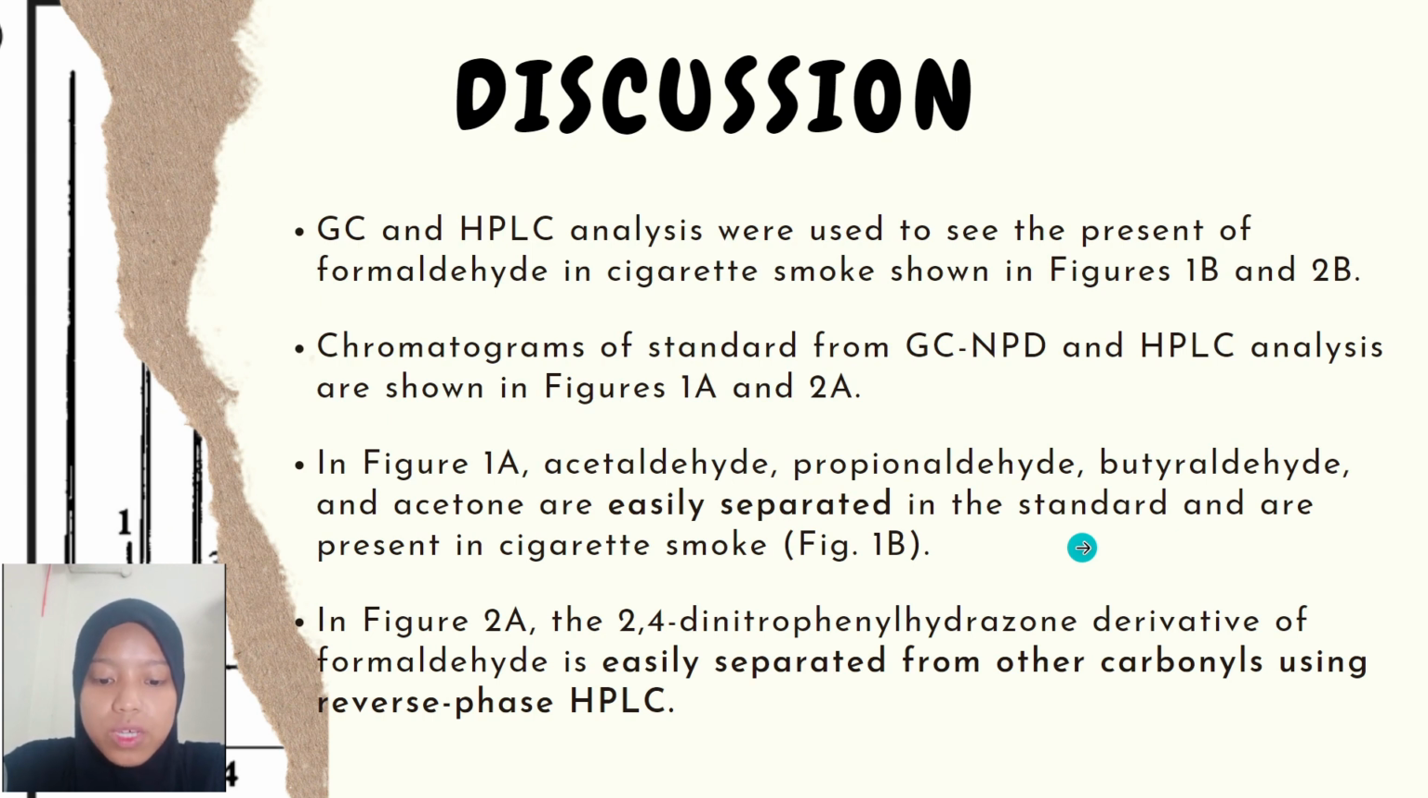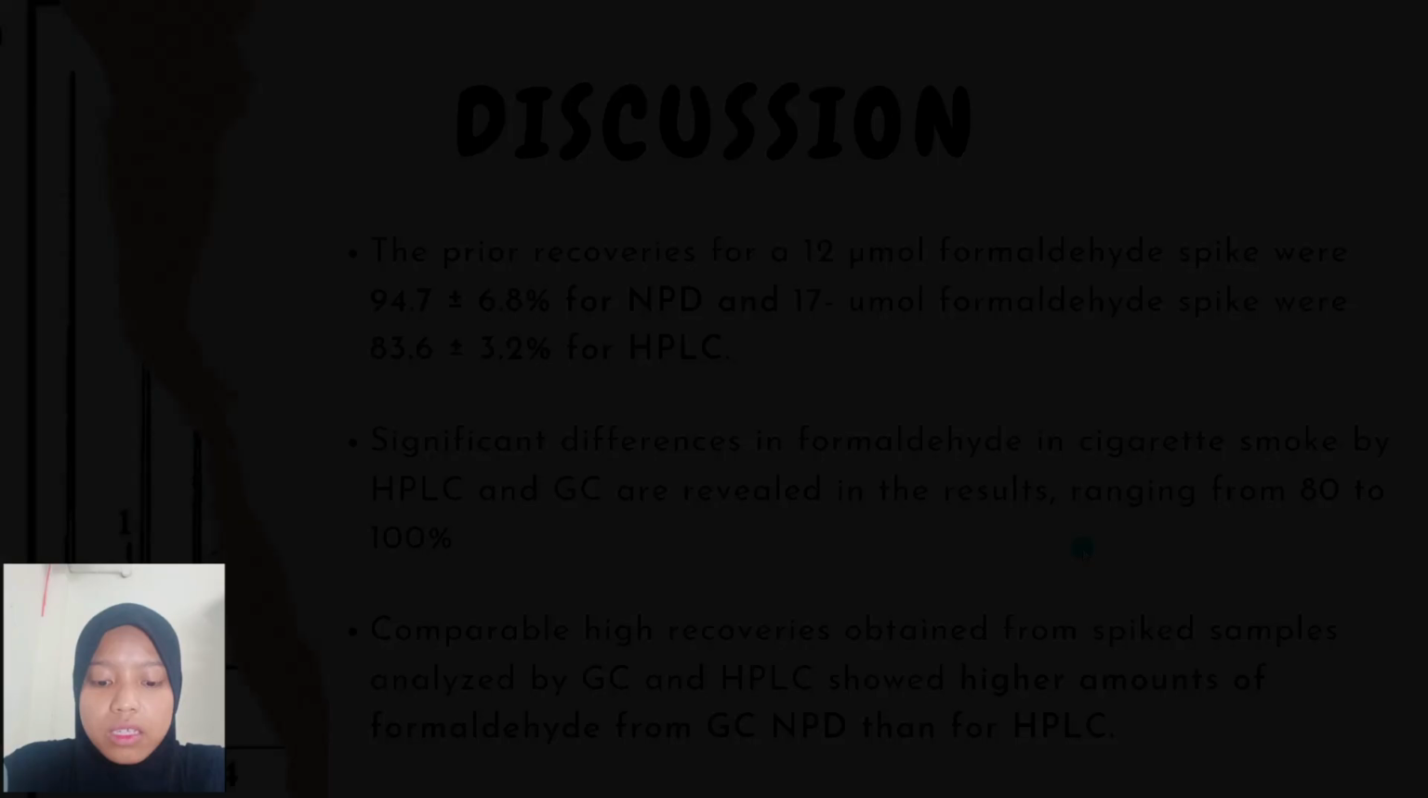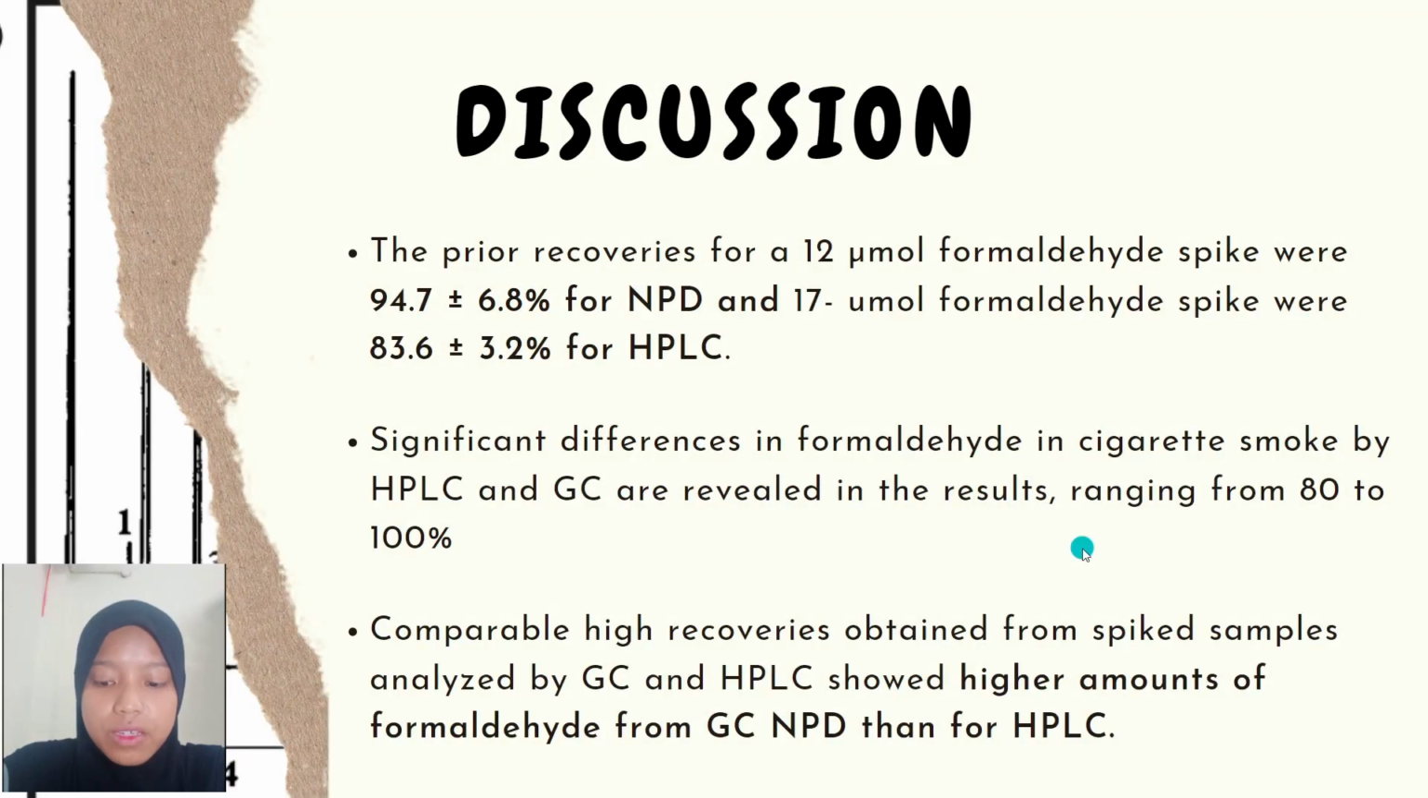HPLC analysis also easily separated the derivatives of formaldehyde from other carbonyls using reverse phase HPLC. From the result, the significant difference in formaldehyde in cigarette smoke by HPLC and GC analysis ranges from 80 to 100%. We can see that GC analysis has a higher amount of formaldehyde than HPLC analysis. That's all from me. We will move to the next presenter.